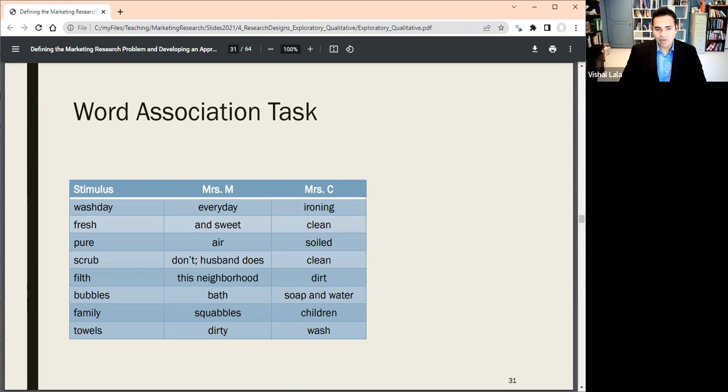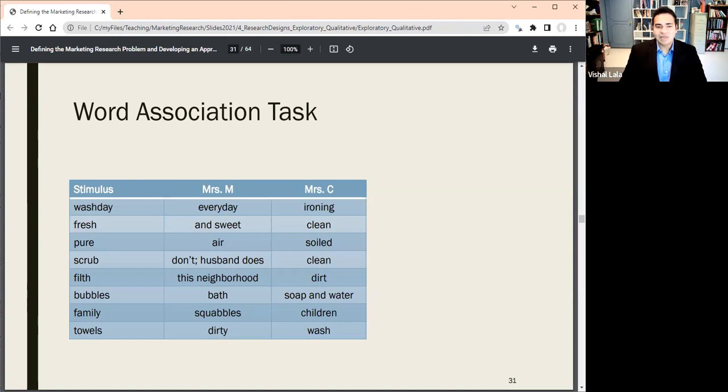Scrub, don't, husband does. Clean, filth, this neighborhood. Dirt, bubbles, bath. Soap and water, family, squabbles. Children, towels, dirty. Wash.